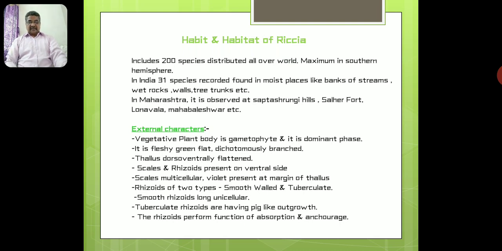Similarly, in Maharashtra, Riccia species are observed at Saptashringi Hills, Salher Fort, Lonavala, Mahabaleshwar hill stations, etc.